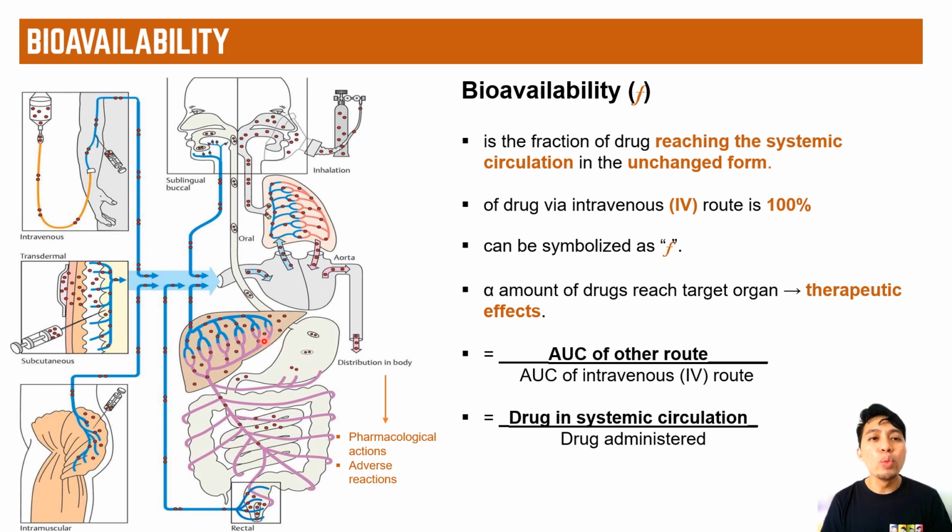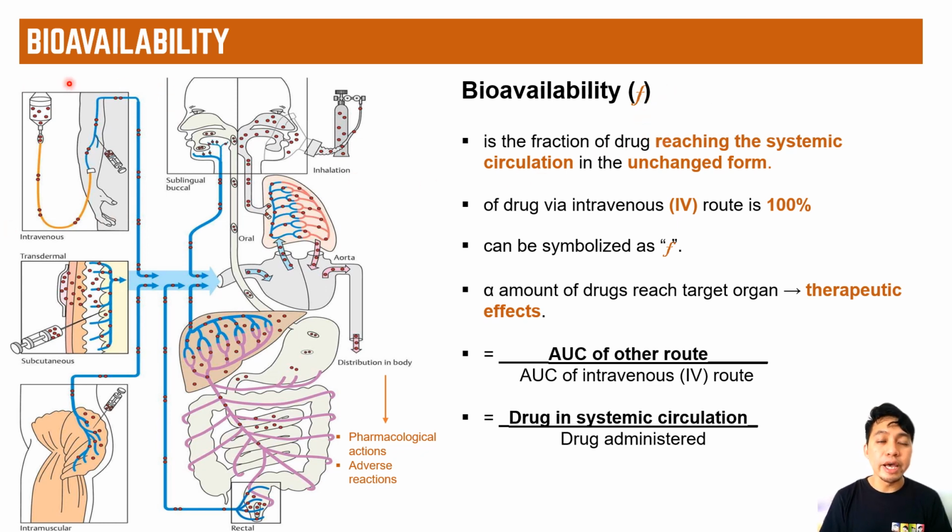The reason why we bother about drugs reaching the systemic circulation is that in most cases, the amount of drug reaching the systemic circulation is directly proportional to the amount of drug reaching the target organ, which can then exert the therapeutic effects. That is why, to look at the clinical effect of drugs, you need to know the bioavailability of the drugs. The bioavailability can be represented as F.